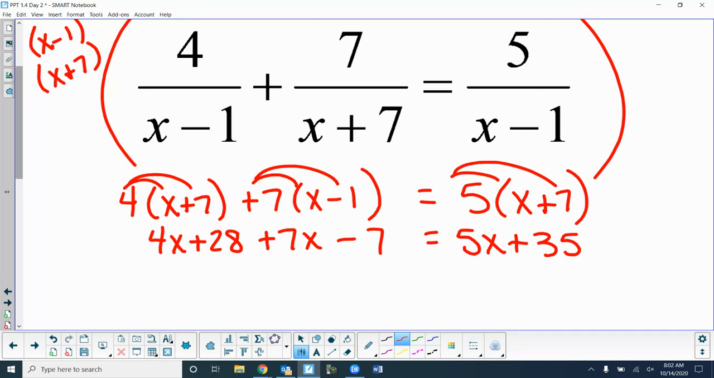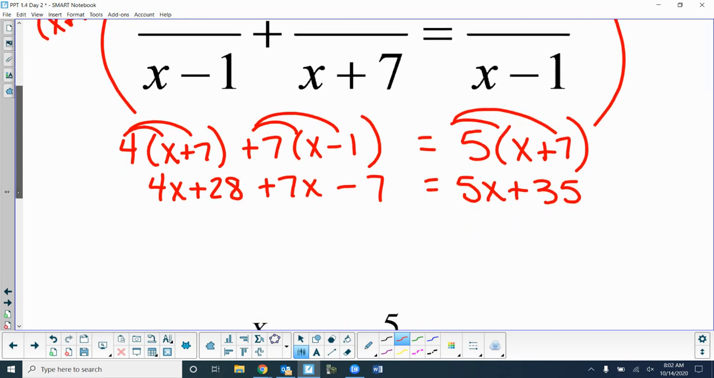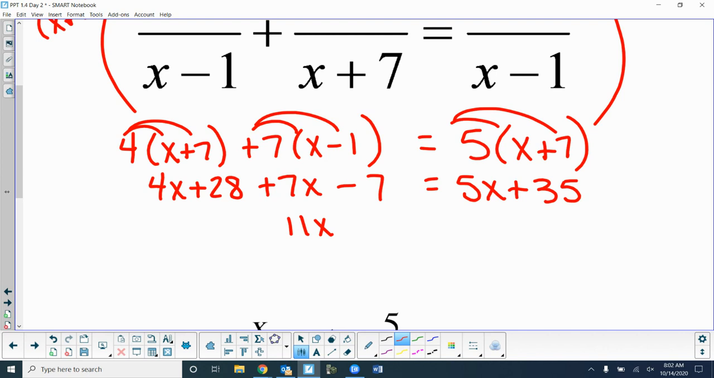All right, combine like terms here on the left, so it looks a little simpler. 4x plus 7x is 11x. 28 minus 7 is positive 21. So now it's looking a little bit easier. Okay? You with me, Reynolds?